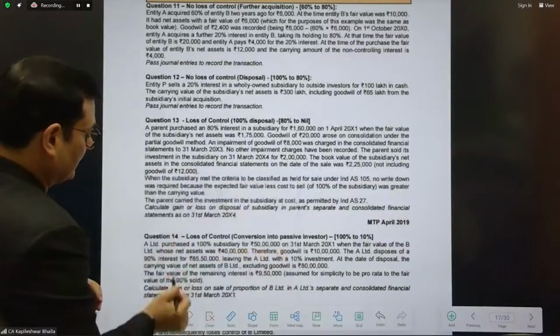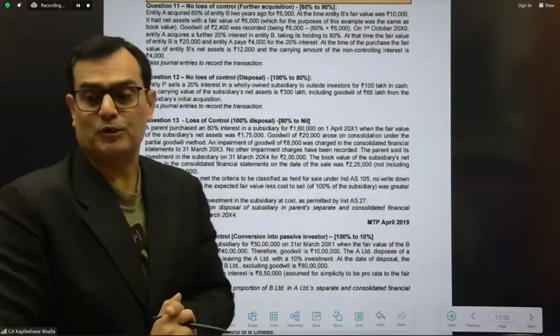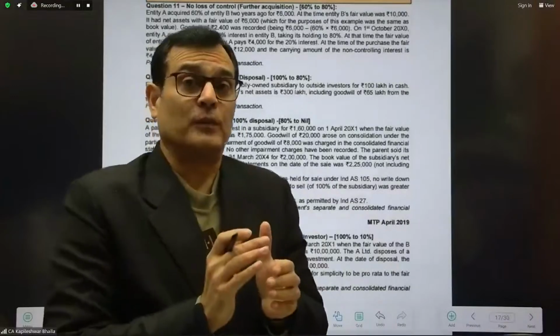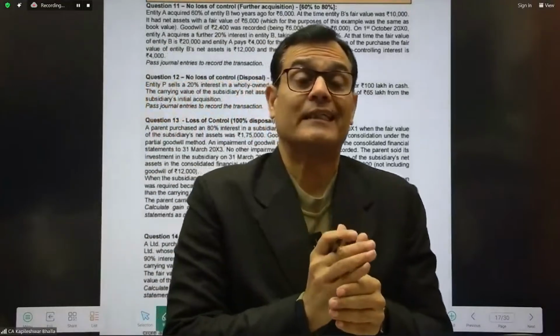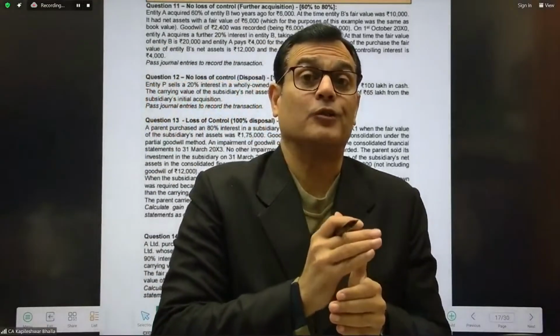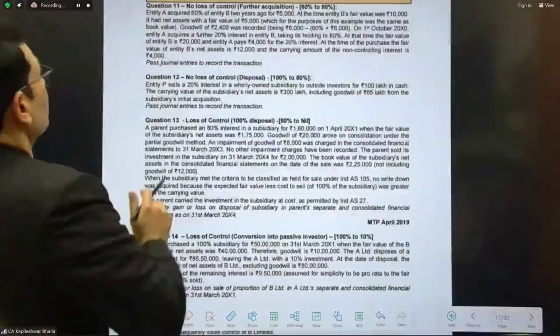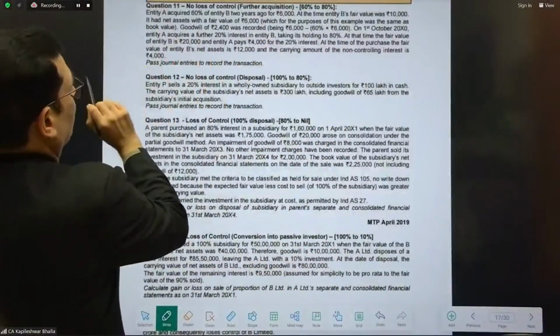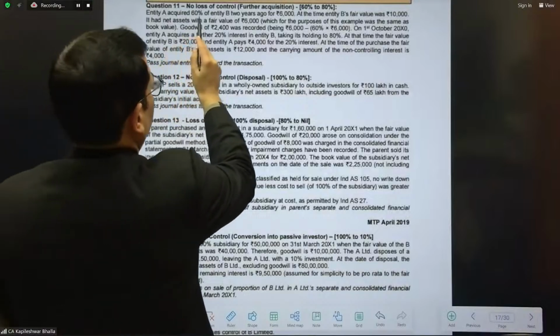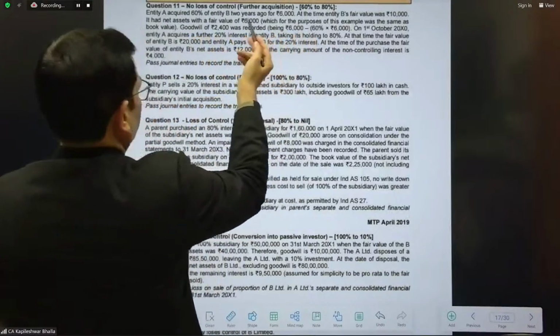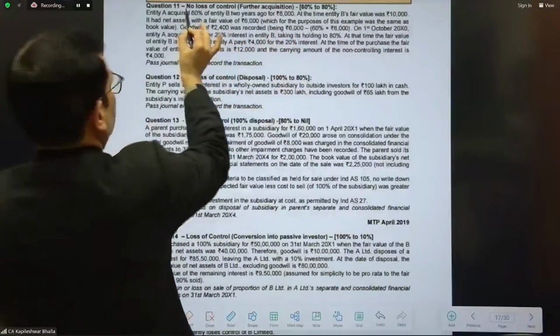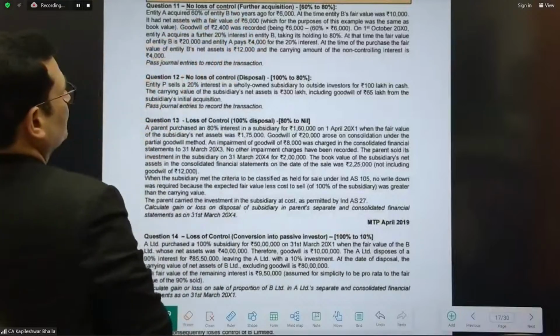I'm now going to pick up the questions and we're going to solve these questions as well. First, we'll look at the case, whether it is a case of control continues or control lost, and accordingly we decide. It says in question number 11, where I've already given in the brackets, it's a further acquisition. So looking at the brackets itself, we can see that there is no loss of control.